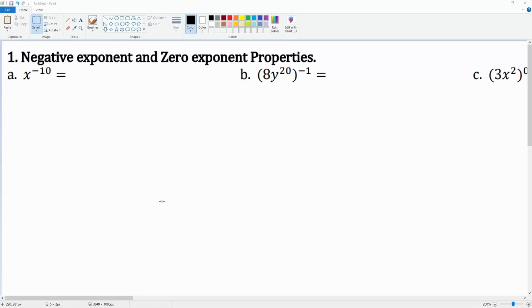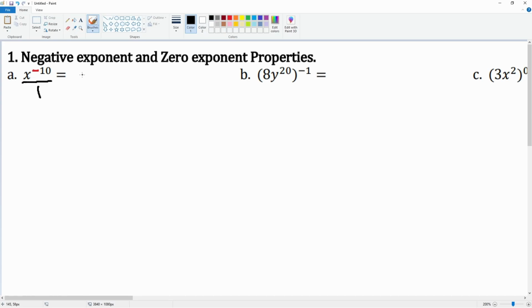Number one, we are going to look at the negative and the zero exponent properties. For a, we have x to the negative 10. Remember right here, this is a negative exponent of negative 10. We're not allowed to do that. So imagine this as being over 1.